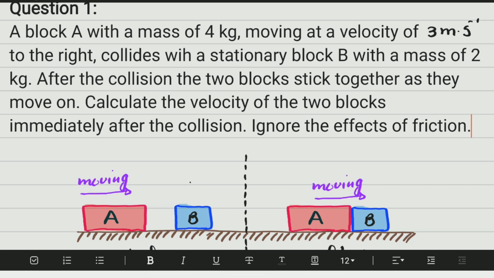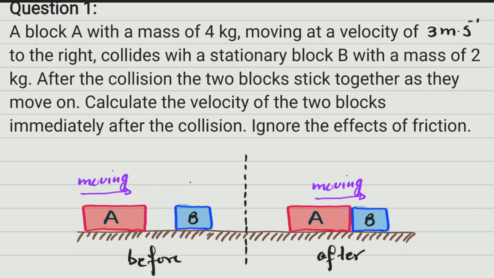Question 1 said a block A with a mass of 4 kilograms moving at a velocity of 3 meters per second to the right collides with a stationary block B with a mass of 2 kilograms. After the collision, the two blocks stick together and they move on. Calculate the velocity of the two blocks immediately after the collision and ignore the effect of friction. Remember, since they said to ignore the effect of friction, that means that the system is a closed system.